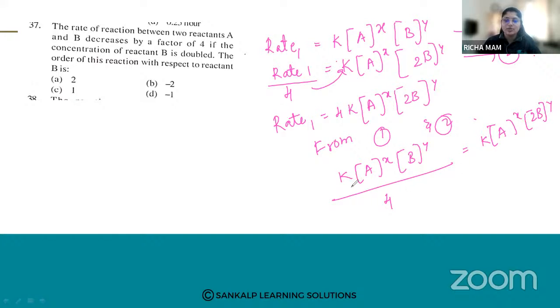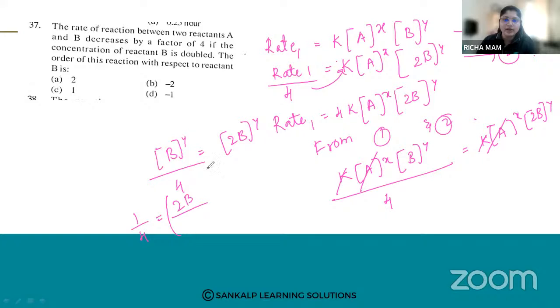So what is happening here? We want the order of this reaction with respect to the reactant B. Here k and [A]^x get cancelled, so only B remains. So 1 by 4 is equal to (2B) by B raised to y, because B and k will cancel. So 1 by 4 is equal to 2 raised to y, which is 2 raised to minus 2. So what is y? y is nothing but minus 2.